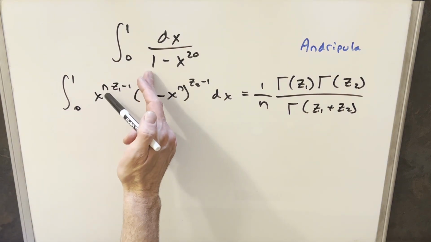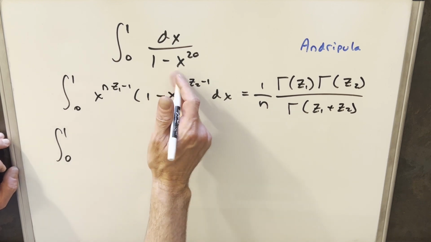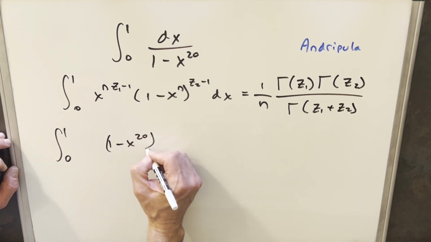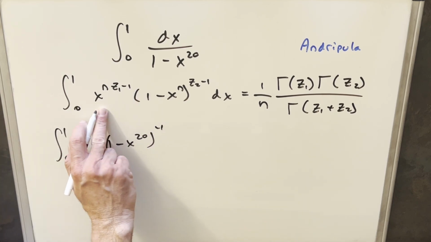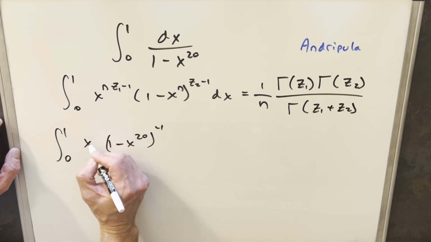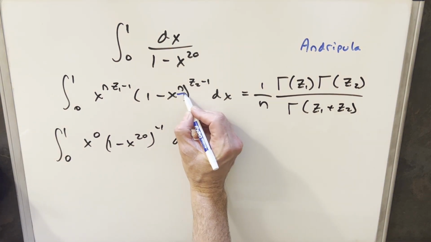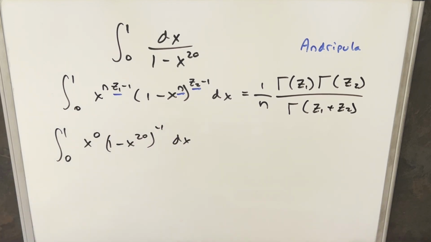What I want to do is take my integral and get it more into this form. So I'm just going to rewrite it. I'm going to bring this into the numerator, so I'm going to write this as 1 minus x to the 20 to the minus 1, so we're matching this part. And then we'll just create this x term. We don't have this, but if I have an x to the 0 here, that's going to work fine. And then I'm going to need an n value, I'm going to need z2, and I'm going to need z1, but those are all going to be pretty easy to find.